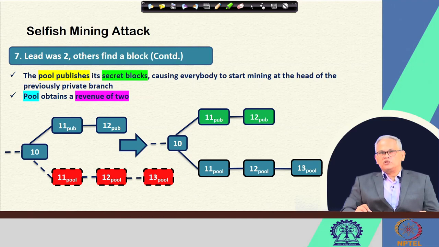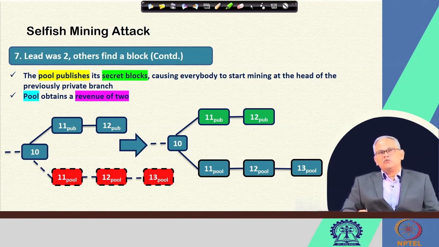Because what will happen is that this 11, 12, 13 is going to be longer than the chain with 11 pub and 12 pub. As a result, the next block people will try to mine will be after this block number 13 pool, and not after, of course, block number 12 pub, because they know that this is the longest chain.